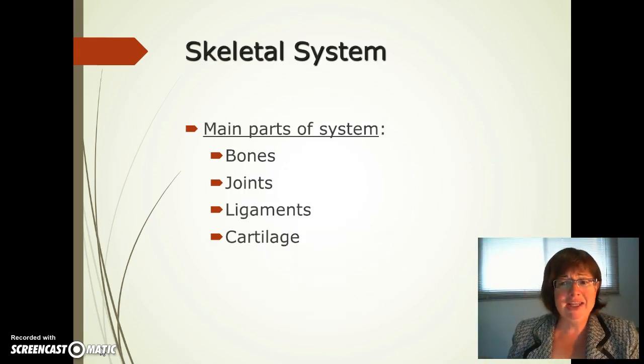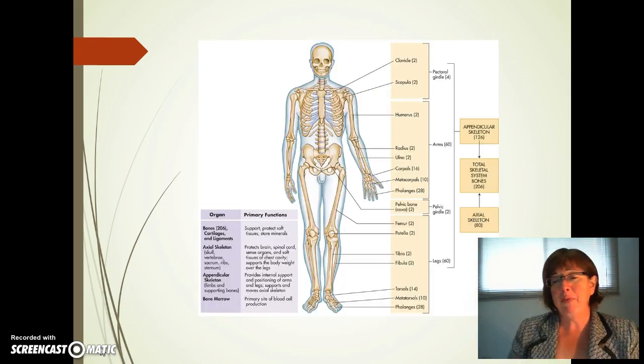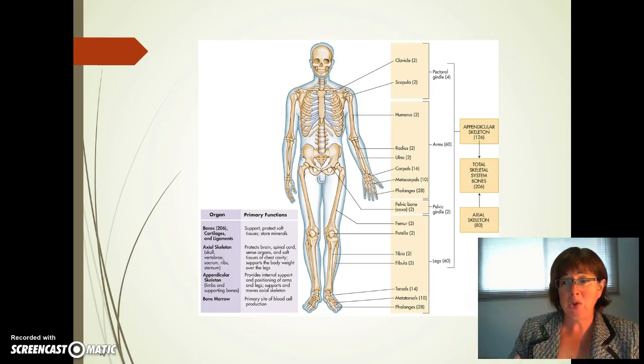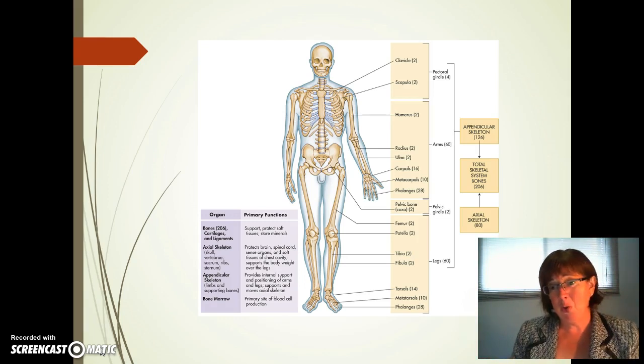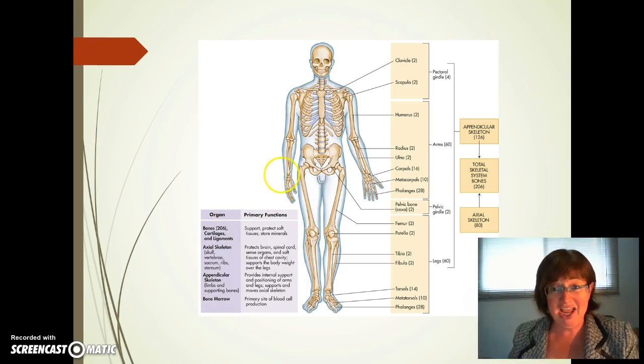So the main parts of the system are bones, joints, ligaments, and cartilage. Your bones are the main part. Your joints are the areas where they move. Ligaments hold bone to bone. Tendons hold muscle to bone. And cartilage is the squishy part in between your bones, on the ends of your bones, to give you smooth movement with less friction, and also in places like your knees, to absorb shock.